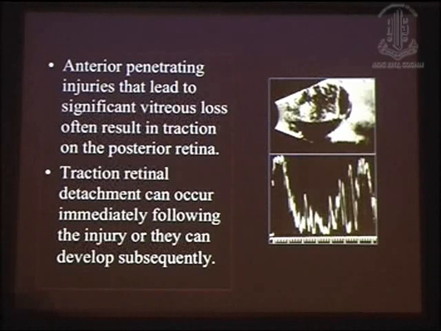Anterior penetrating injury that leads to significant vitreous loss often results in traction on the posterior retina. Here you can see in this ultrasound the vitreous traction over the retinal area. Here is the retinal detachment. You can correlate the A-scan spike, the high spike of the retinal detachment area, and the other part with the vitreous detachment area with traction and vitreous hemorrhage.